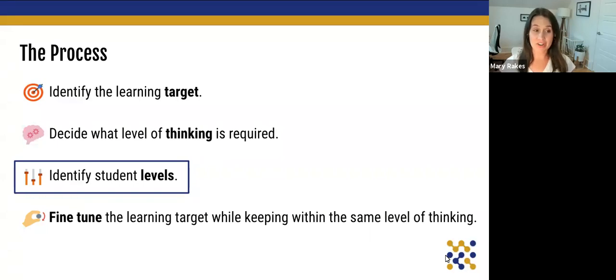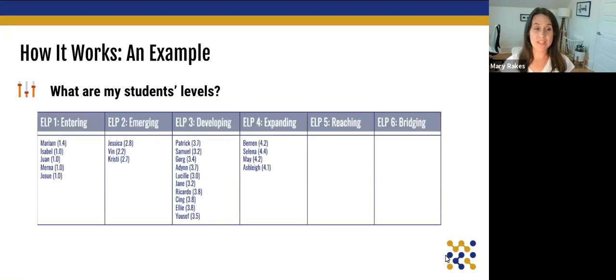Then we're going to look at our 3rd step, which is identifying student levels. For this example, I'm looking at student access scores. So I've got a class chart here that's got all of my students in it. And this is a grade level chart. So it's got quite a few students. It's going to help me plan for this whole grade.